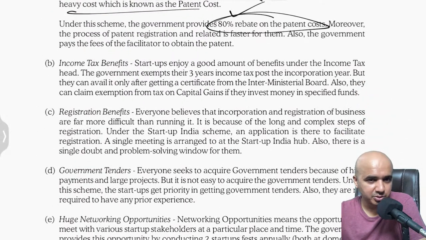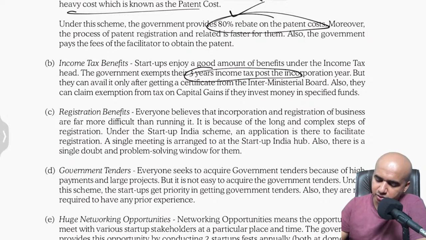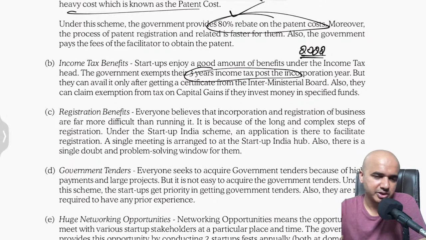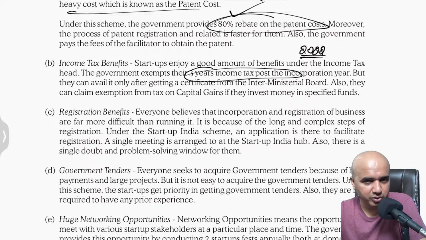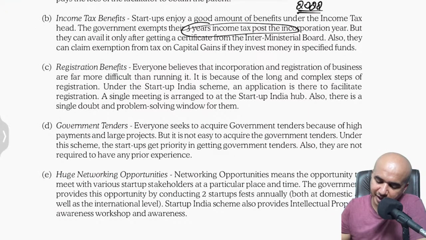Income tax benefits for startups, of course. Startups enjoy a good amount of benefits under income tax. The government exempts their 3 years income tax post incorporation year. So if the company is incorporated in, let's say, 2022, this financial year, which means the next assessment year, they don't have to pay tax, and next 2 more years they don't have to worry about the tax. Okay, that is interesting. They can also claim exemption from tax on capital gains.